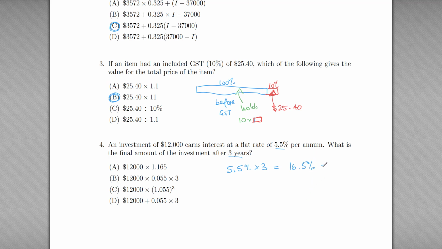16.5%, or better, 0.165. Okay, so that's how much of the initial amount is being earned in interest, which means the final amount is where we think, well, if we started with 100% and we added that much, well, the final amount will have 116.5%.